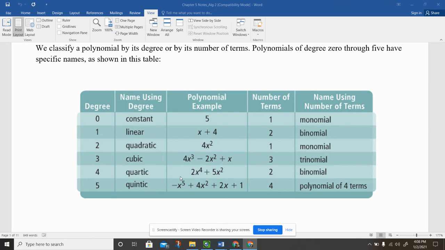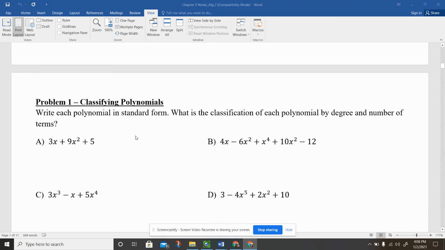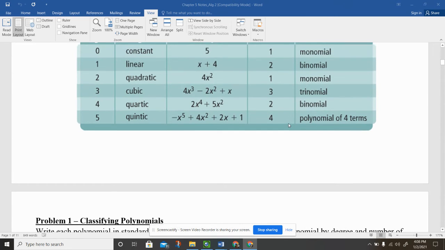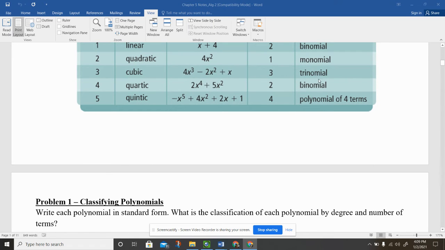So when I look at my first problems, we have to write this in standard form and classify it by the degree and number of terms. Now when I say number of terms, you do have to know monomial, binomial, trinomial. Anything over trinomial, you'll just have to say 4 terms.